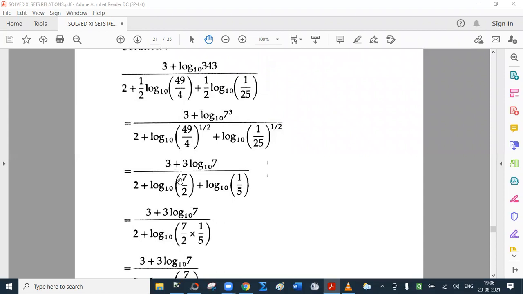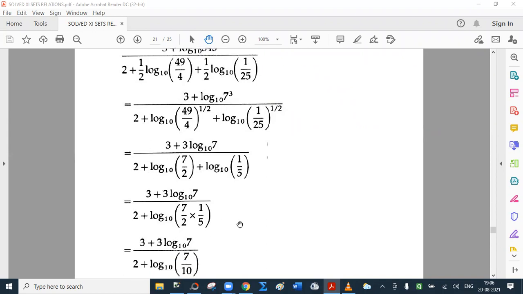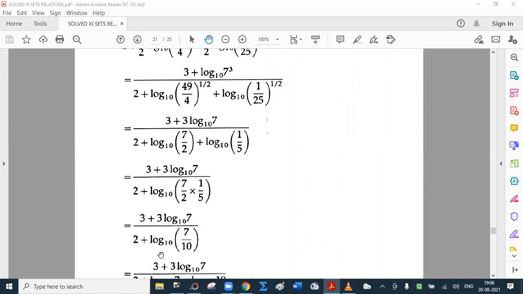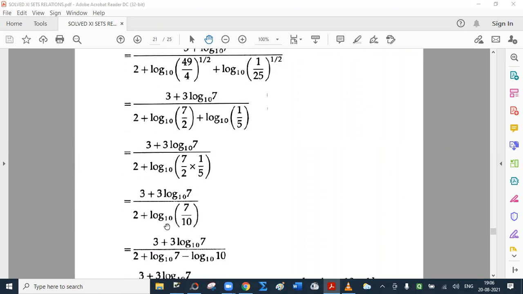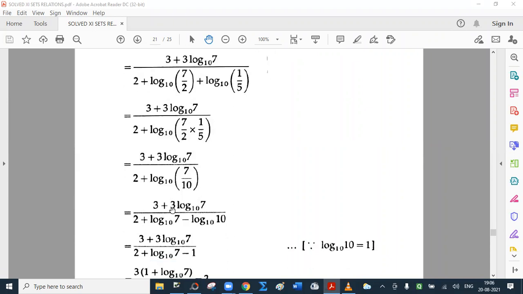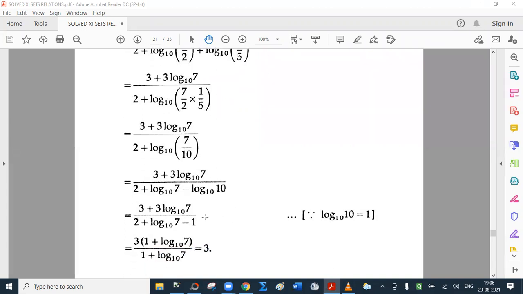Okay. Now, numerator as it is. What about denominator? Log m plus log n, log mn. So 3 plus 3 log 7 to the base 10 upon 2 plus log 7 upon 10 to the base 10. Now what is log of m upon n in the denominator? Log m minus log n. So 3 plus 3 log 7. Now I will not say to the base 10 because base is 10 only. Upon 2 plus log 7 minus 1. Why minus 1? Because log of any number to the same base is 1.